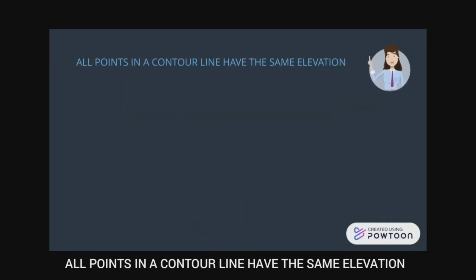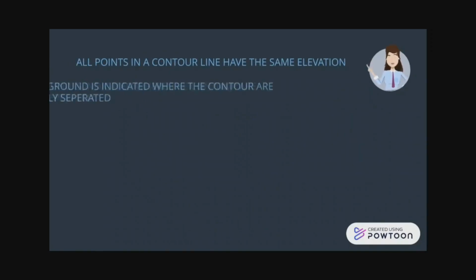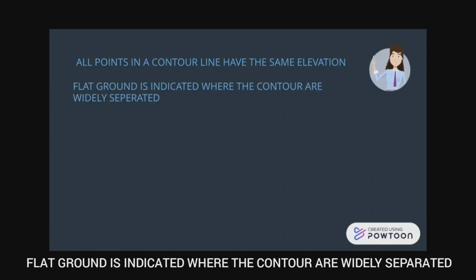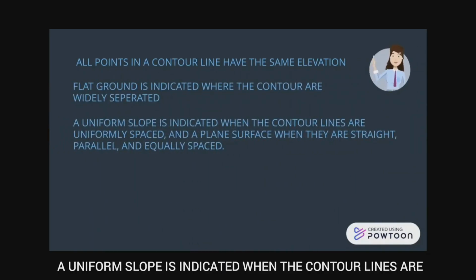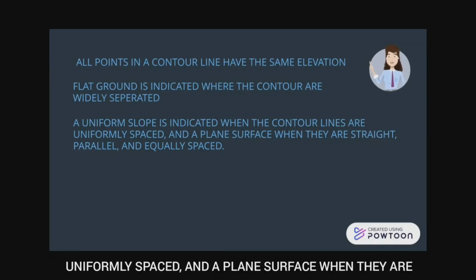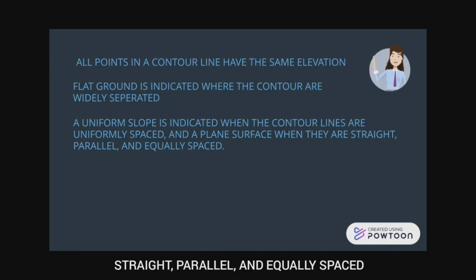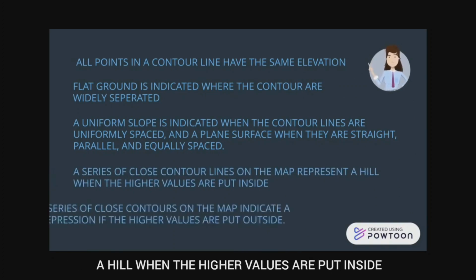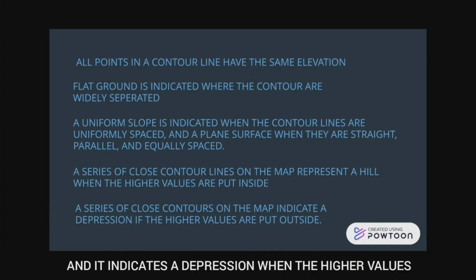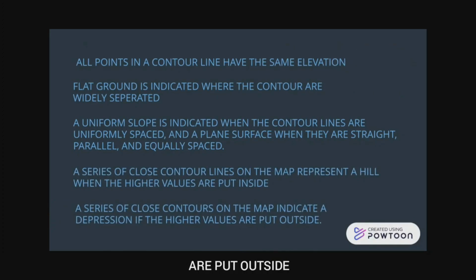All points in a contour line have the same elevation. Flat ground is indicated where the contours are widely separated. A uniform slope is indicated when the contour lines are uniformly spaced, and a plane surface when they are straight, parallel, and equally spaced. A series of closed contour lines on the map represent a hill when the higher values are put inside, and it indicates a depression when the higher values are put outside.